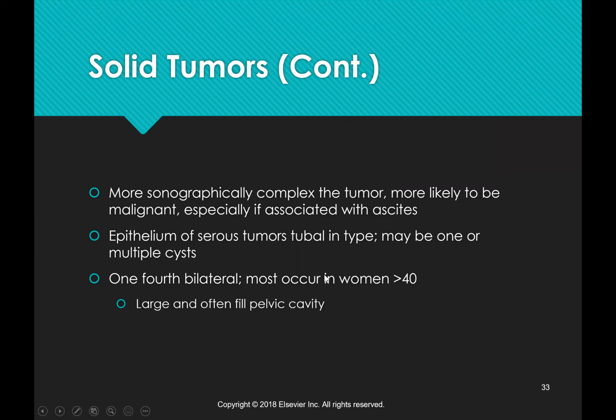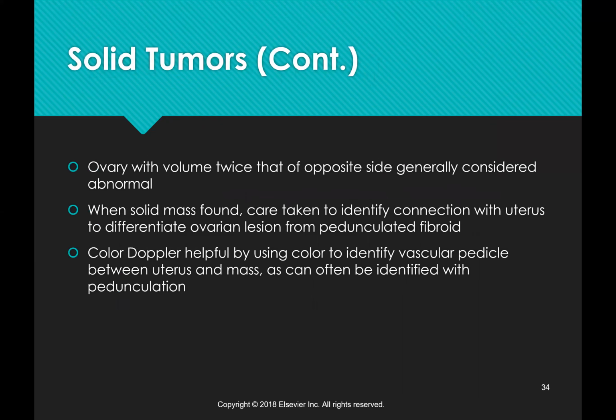And 1/4 can be bilateral, but again, we'll address these later on. What I do want you to know for this part is the ovary with a volume twice that of the opposite side is generally considered abnormal. When a solid mass is found, care is taken to identify connection with the uterus to differentiate ovarian lesion versus pedunculated fibroid.